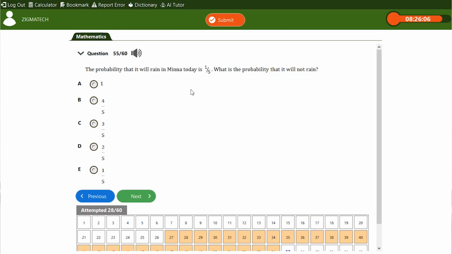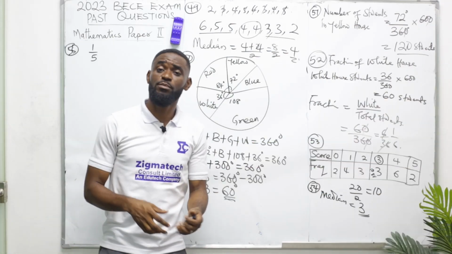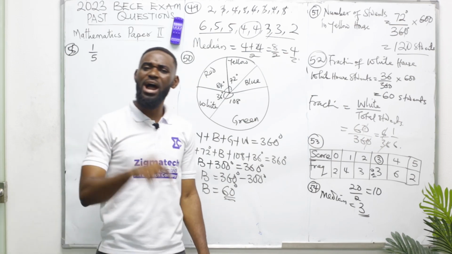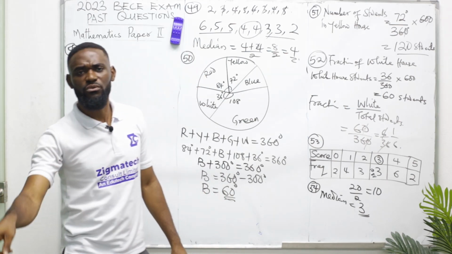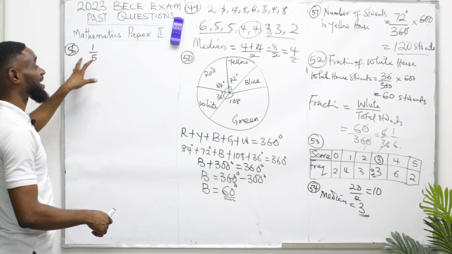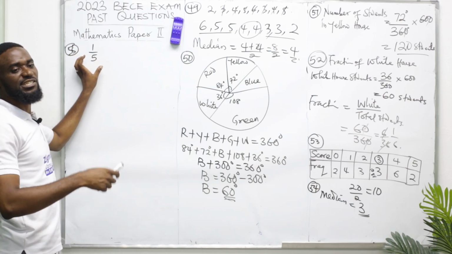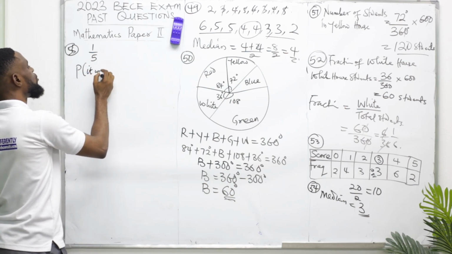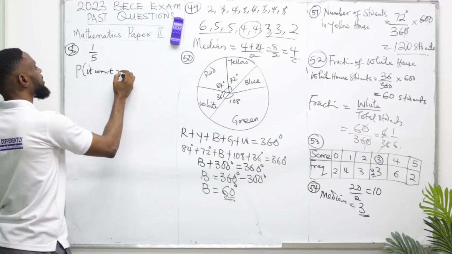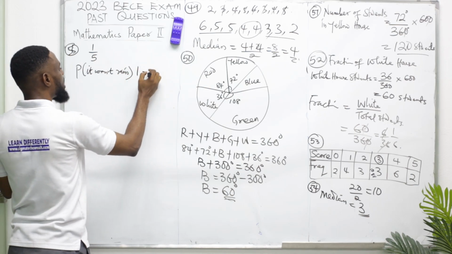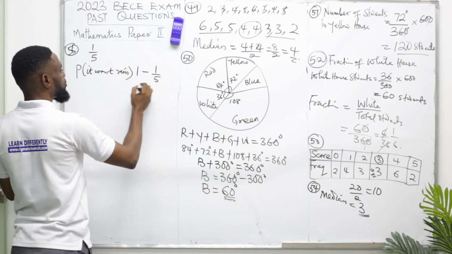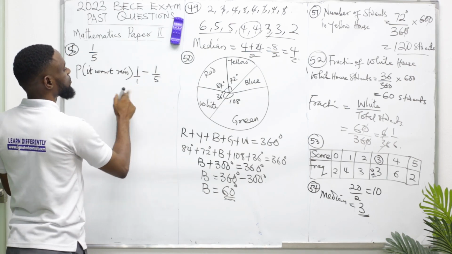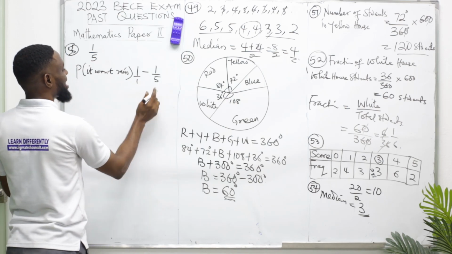The probability that something will not happen when a probability has already been given. Now the probability that that thing will not happen is 1 minus the probability that it will happen, right? So the probability that it will rain, that it will happen, is 1/5. So the probability that it won't rain is 1 minus the probability that it will rain. So you do that. This is over 1. This is 5, right?